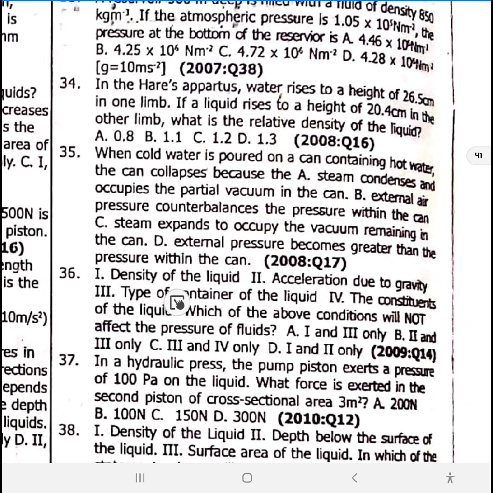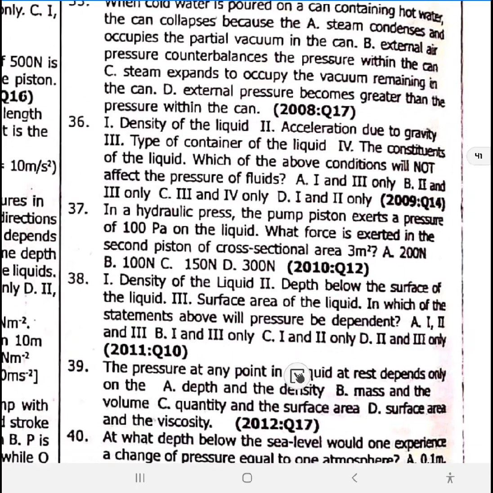36. Remember I said whenever you come across this type of question, go to the question first. Which of the above conditions would not affect the pressure of fluid? Density of the liquid, yes, it affects pressure, and also acceleration due to gravity affects pressure. So I and II, option D. 36 is option D.